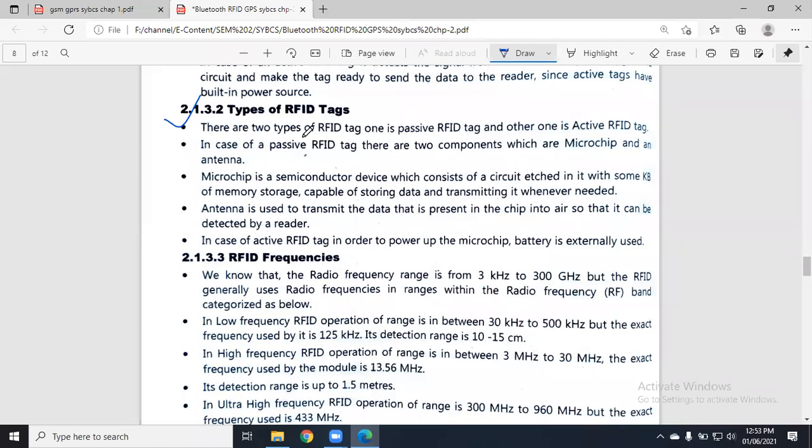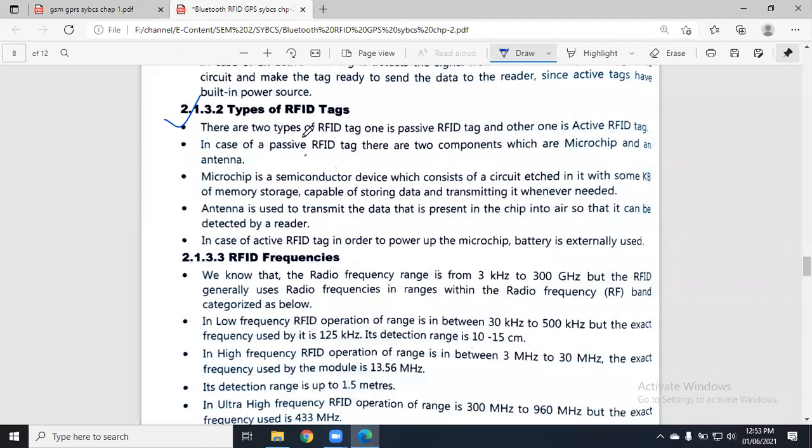And in the case of an active RFID tag, we have to power up the microchip. So there is some battery connected to the active RFID tag. Generally in offices or in hotels, the type of RFID we are using are passive RFID tags.